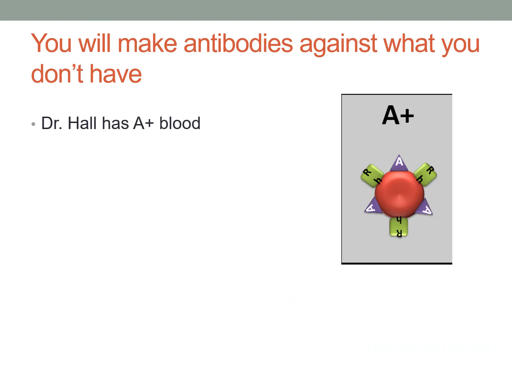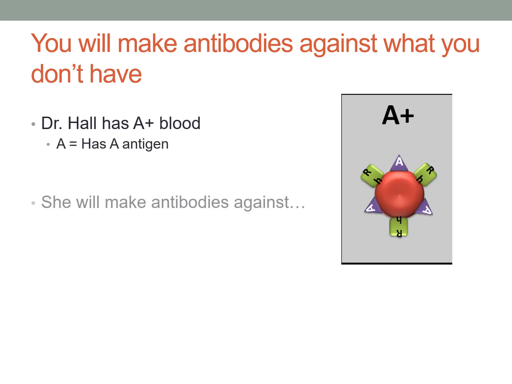So let's take a look at how this would work for me. I happen to have A positive blood. So that means my erythrocytes have A antigen and they have RH antigen. So I will only make antibodies against an antigen that I don't have, right? Because both A and RH are self. They're familiar to me. I'm not going to attack. I'm not going to make antibodies against them. But if I see a B antigen, I will definitely attack that. So I will make anti-B antibodies, right? So I have A and I also have RH.